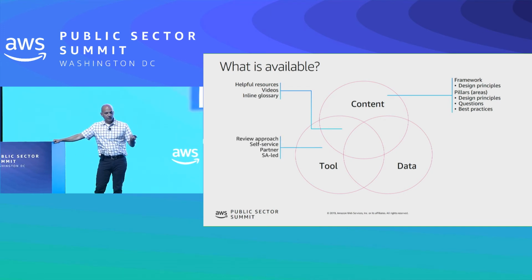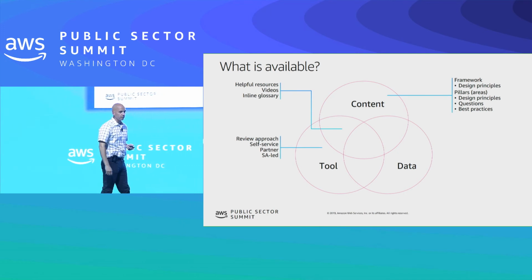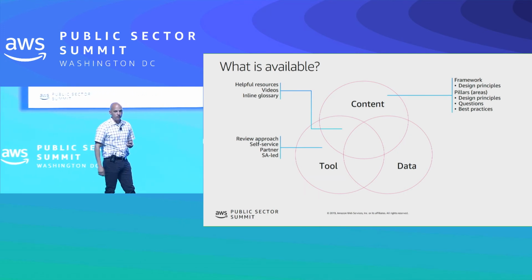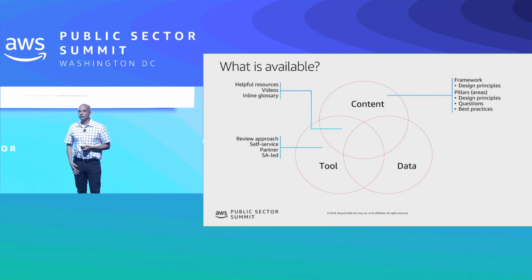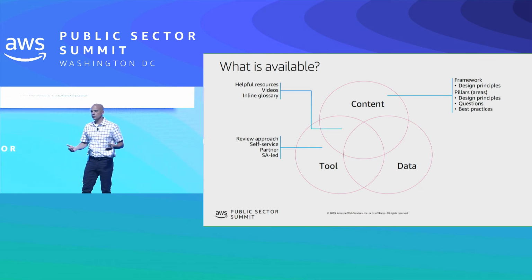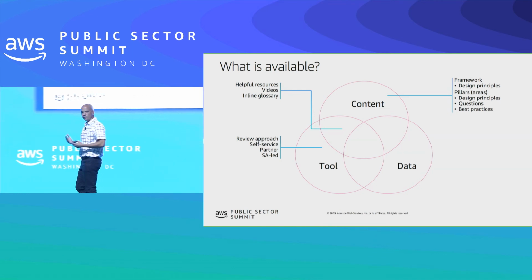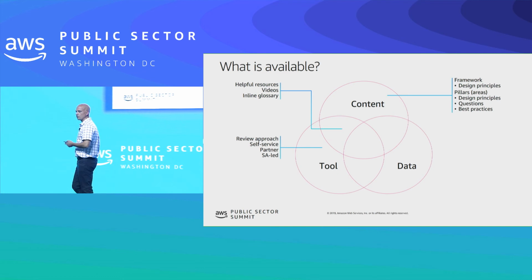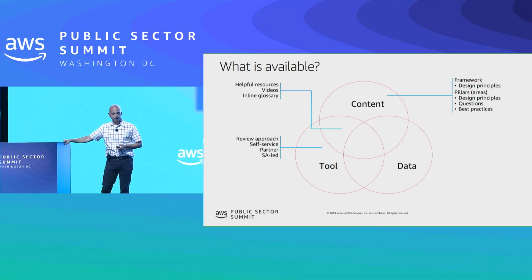There are tools out there. We talked about the one that's there now. We mentioned that self-service can also be with our partner or SA-led. If you happen to have enterprise support, then you have a technical account manager, and if that's the case, then you can get a well-architected review. I think it's once a year with that particular account or service. So that's something to reach out to your technical account manager about.